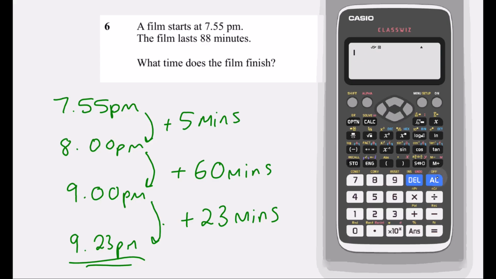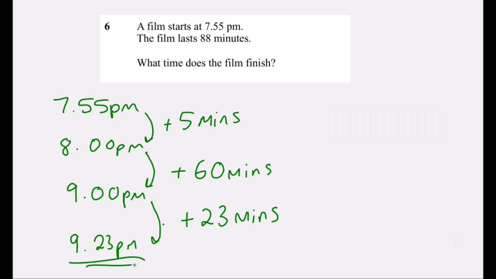With a calculator, we can use this time button. So 7 hours and 55 minutes. And we want to add on 88 minutes. So add on 0 hours, 88 minutes. So 7 hours, 55 minutes plus 0 hours, 88 minutes gets us to 9 hours, 23 minutes, 9:23. 9:23 p.m.